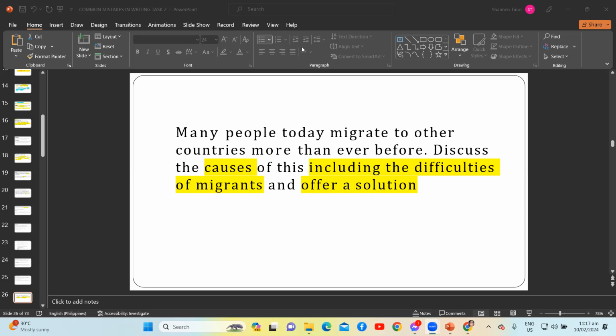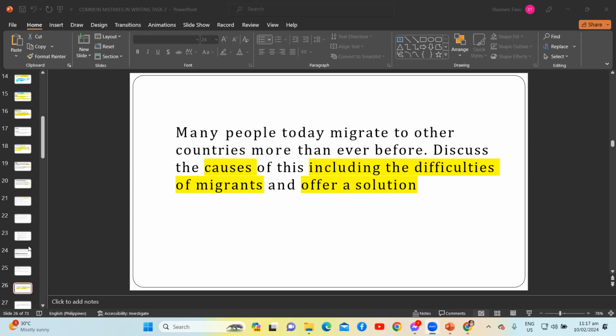Ganyan. Now, i-discuss mo naman din daw yung difficulties, which is language barrier, culture shock, discrimination. Diba? Now, offer a solution. Yung sa solution part, kayo na bahala doon. Ayoko nang mamroblema dyan. Kayo naman tong aalis eh. Hindi, joke lang. You have to be able to offer a solution.